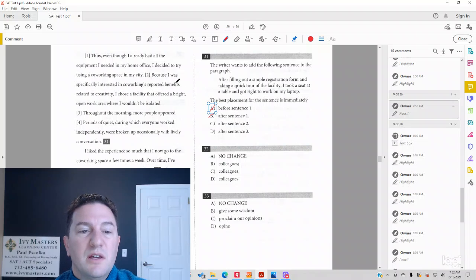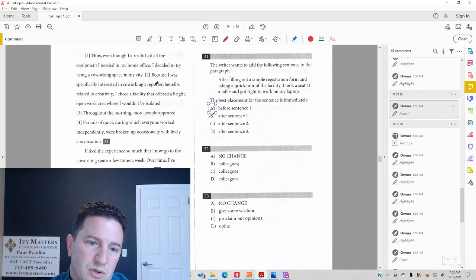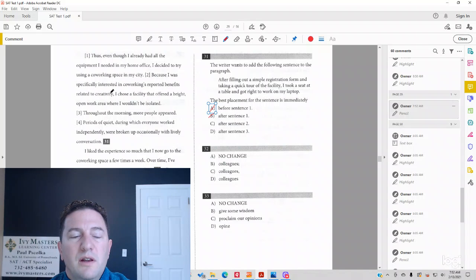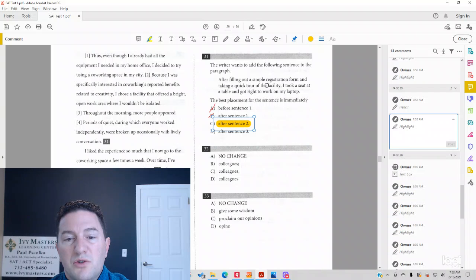Let's check out after sentence 2. Because I was specifically interested in co-working's reported benefits related to creativity, I chose a facility that offered a bright open work area where I wouldn't be isolated. So he chose it. After filling out a simple registration form and taking a quick tour of the facility, I took a seat at a table and got right to work on my laptop. Makes sense. Now sentence 3, throughout the morning more people arrived. That seems to work. So it makes sense that he's going to fill out a registration form, take a seat. Now he's spending some time there, he's doing some work there, and then throughout the morning more people arrive.